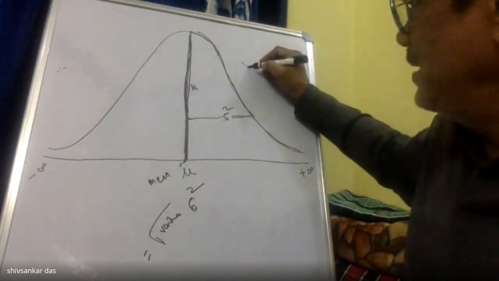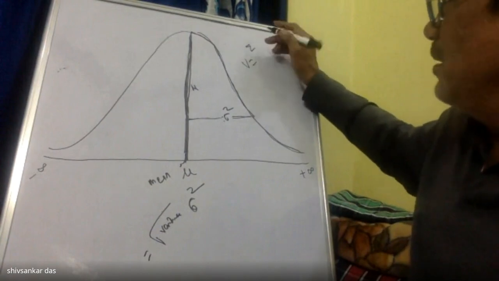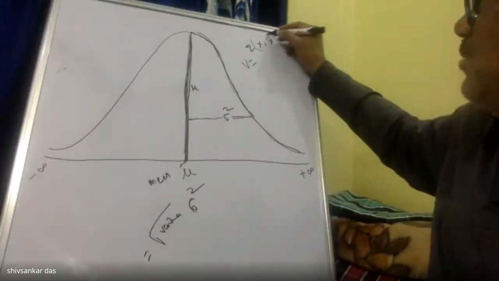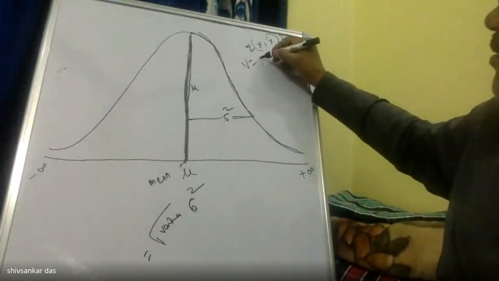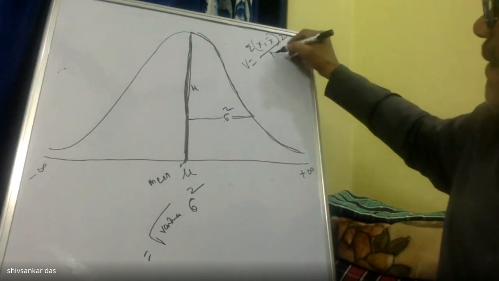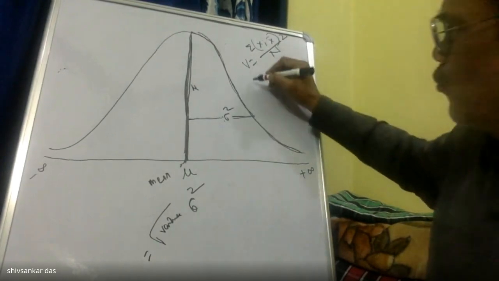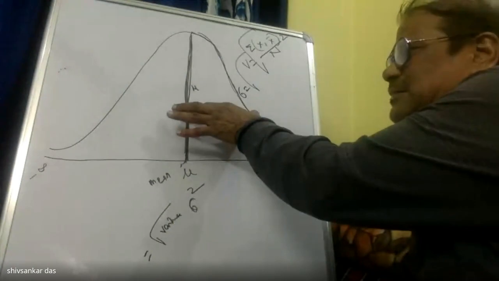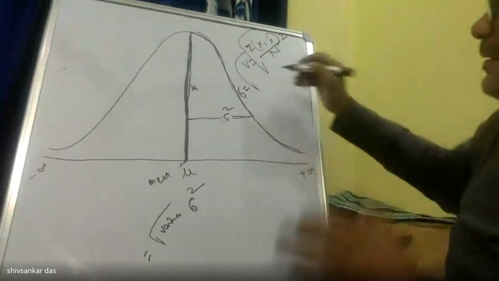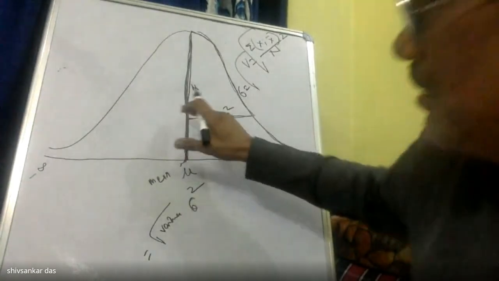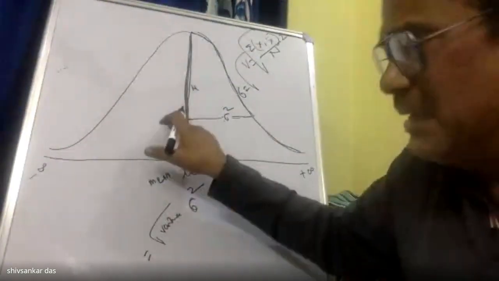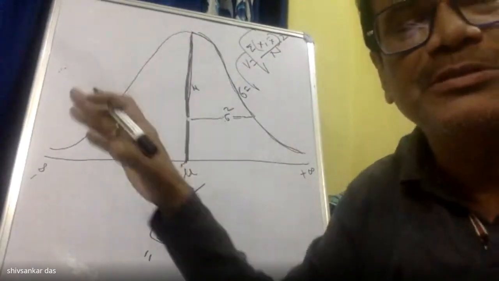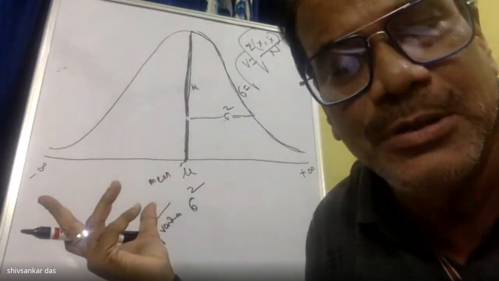What is the formula for variance? Variance is equal to sum of xi minus x bar whole square by n. This is variance, and taking the root over it gives the standard deviation. Standard deviation is negative and positive, but when you make variance, it is all squared, so negative and positive all become positive. Is it clear?